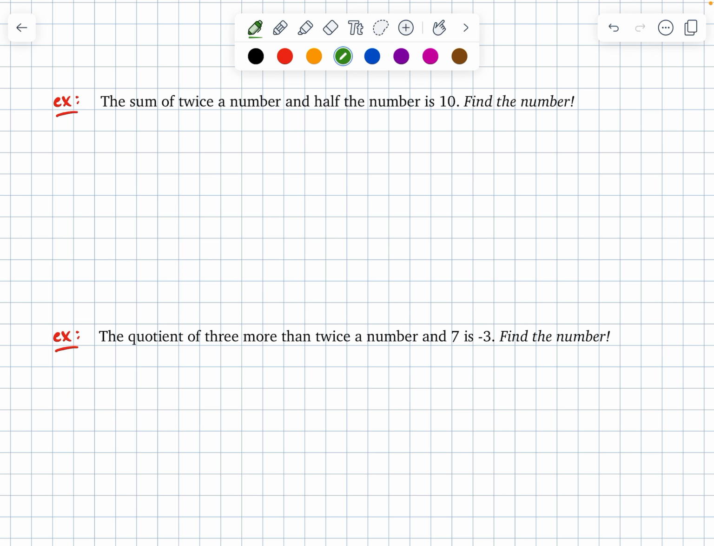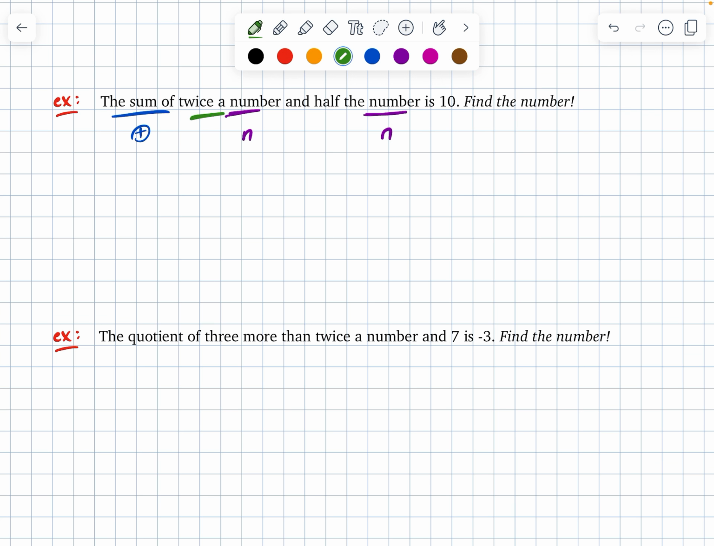Okay, the sum of twice a number and half the number is 10. Let's find the number. So, the sum, of course, is absolute value. No, it's addition. Twice a number. Well, a number, the number, that's the thing I'm looking for. There's my variable. I'm going to choose n. You can choose whatever variable you want.